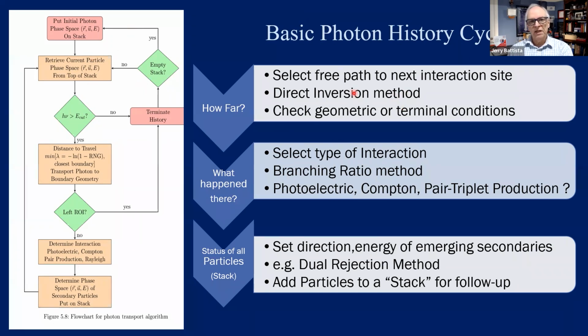If you want to generate a history, you have to select a free path to the next interaction site. Then you have to select what interaction took place. Was it Compton? Was it photoelectric? Was it pair production, for example? And then you have to keep track of the status of all the particles.